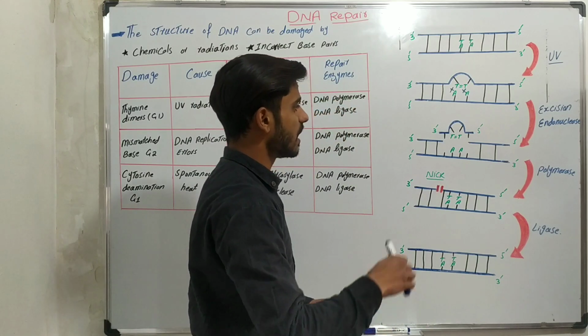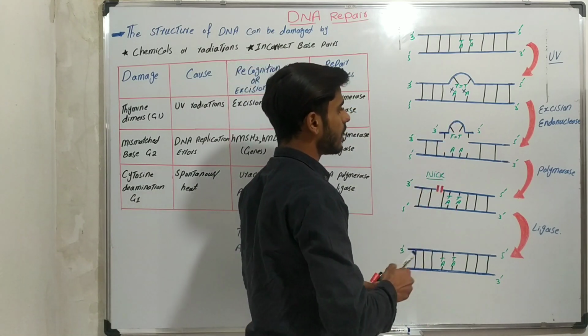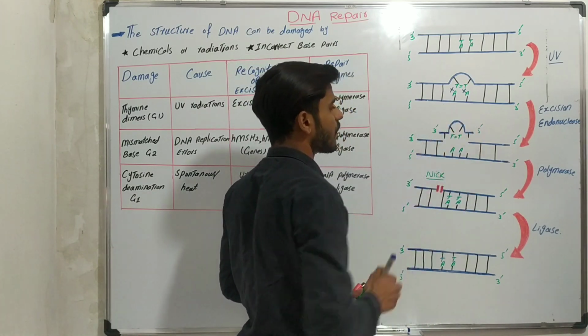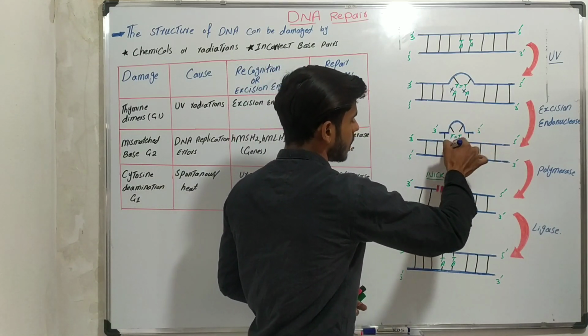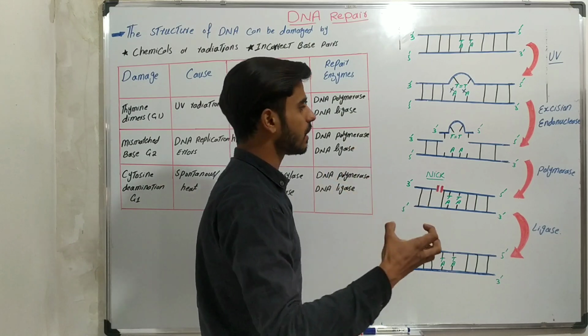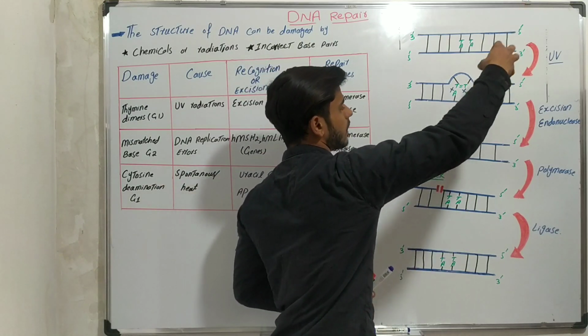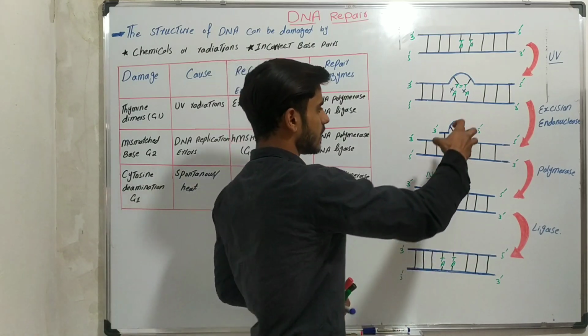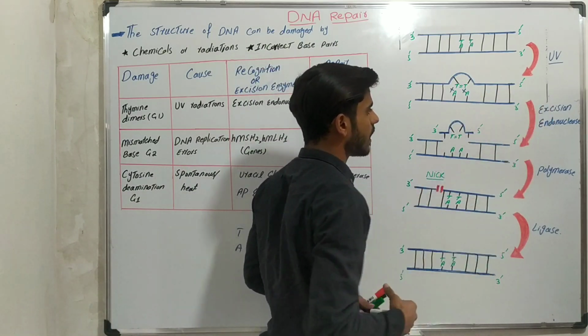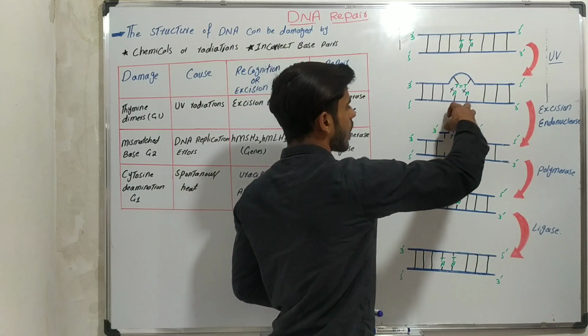After recognition, they will come and cut these dimers. They will cut the phosphodiester bonds between nucleotides. So these phosphodiester bonds will be cut down, and they will remove this part. The part where there is a problem, where the thymine dimer has been formed, will be cut down by the excision endonuclease enzymes, and that part will be removed.